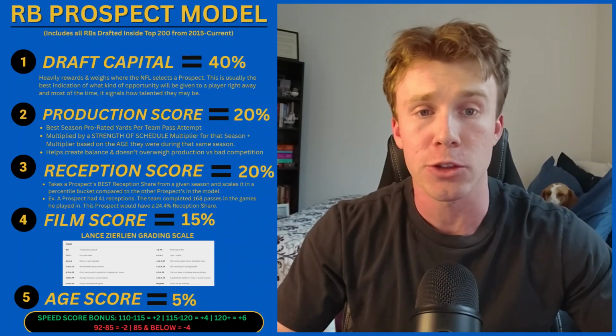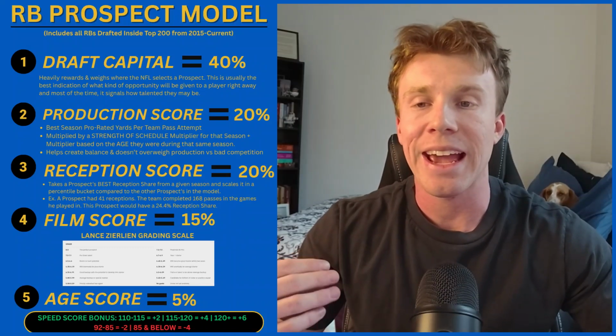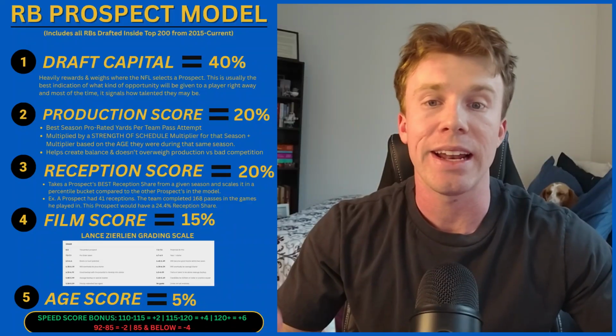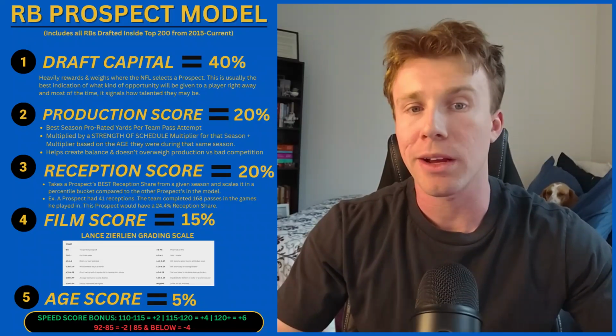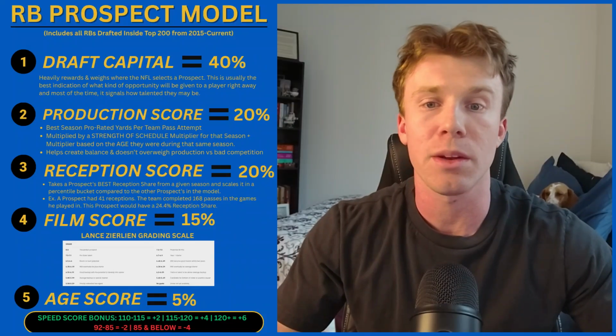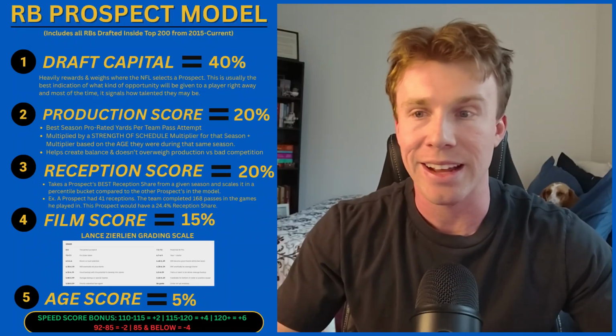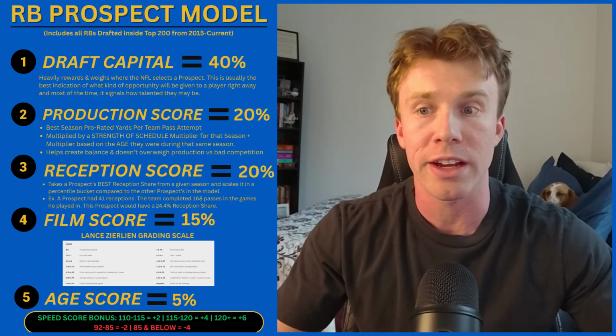The next two metrics that I use are a production score, which is almost identical to what I use in my wide receiver model, and a reception score. Both of these are each weighted at 20%. Production score takes the player's prorated yards per team pass attempt over his best season and multiplies it by the team's strength of schedule that year, along with another multiplier based on the player's age that season. This helps balance out the strength of opponent and signals how good a prospect was early on or late into their career.